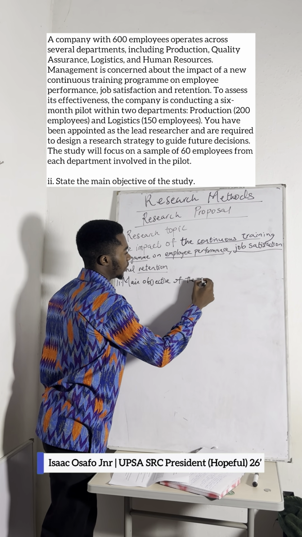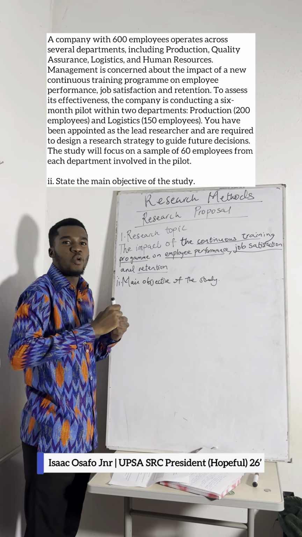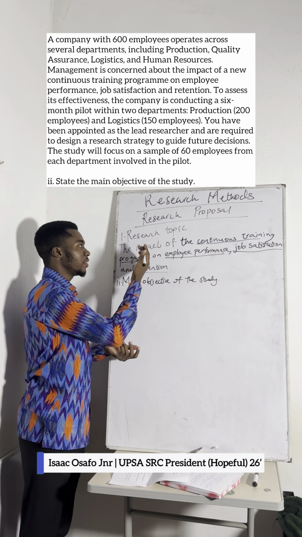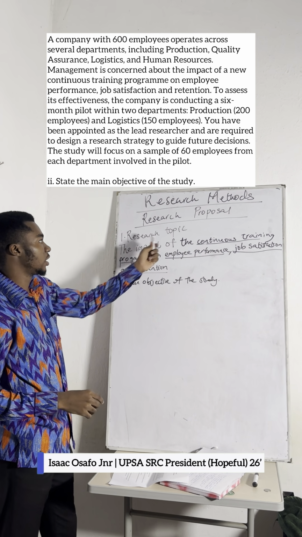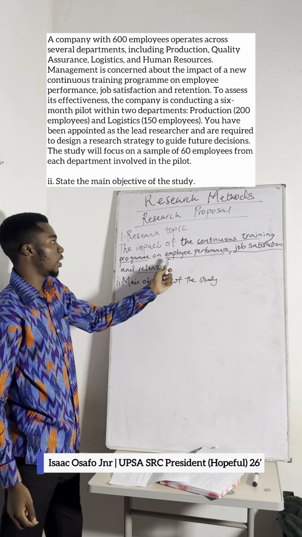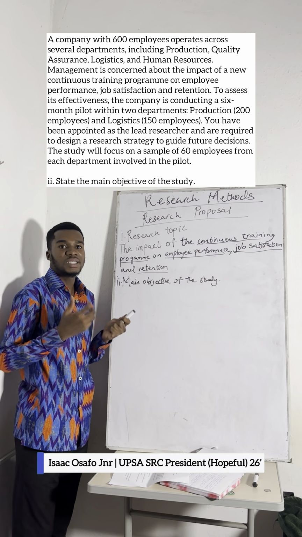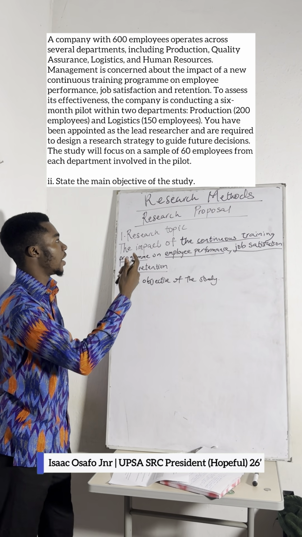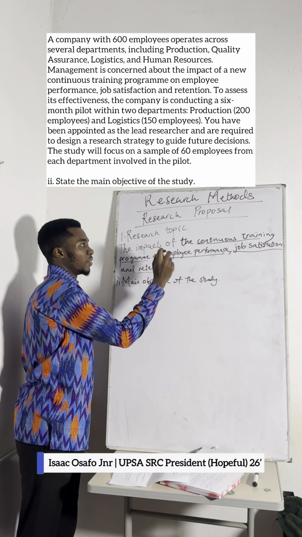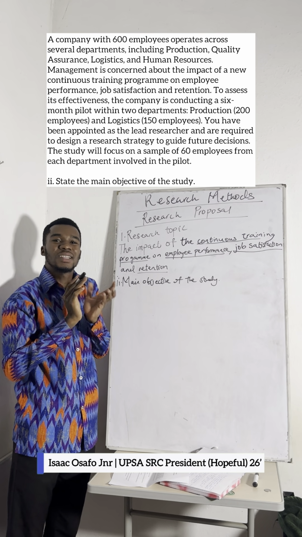So main objective of the study. So they are trying to say this research that they are doing, what's the whole point? Why are they doing it? So the main objective, what's the whole point? Now we can even get it from the title or the research topic. So now we said that the impact of the continuous training program on employee performance, job satisfaction, and retention. So now it means that they want to know if the continuous training program is really important or it actually affects employee performance, job satisfaction, and retention. Okay, so they want to know the effectiveness on it.